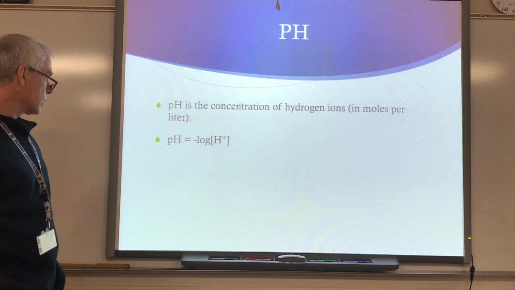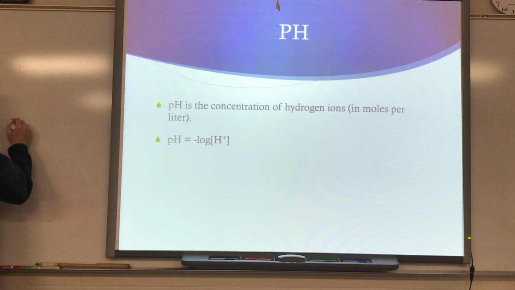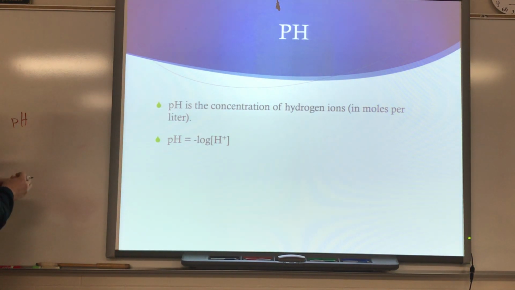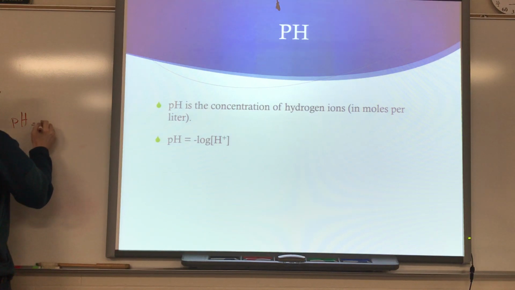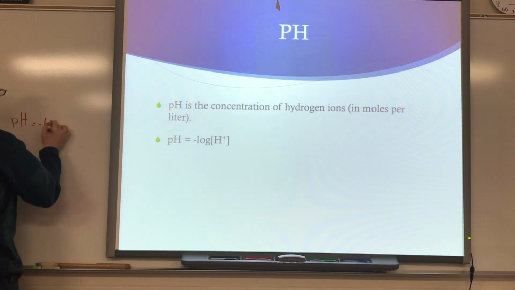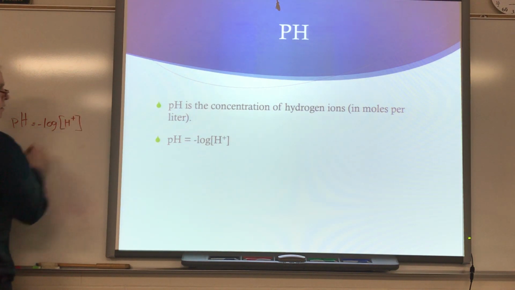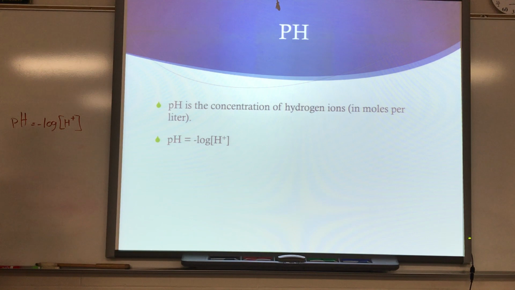And then we've got a couple examples here. I'm going to write this formula off to the side. The pH level is the concentration of hydrogen ions. So the formula for that is negative log of the positive hydrogen ion concentration, okay? And so they're going to either give me this or they're going to give me pH, and I have to solve for one or the other, okay?